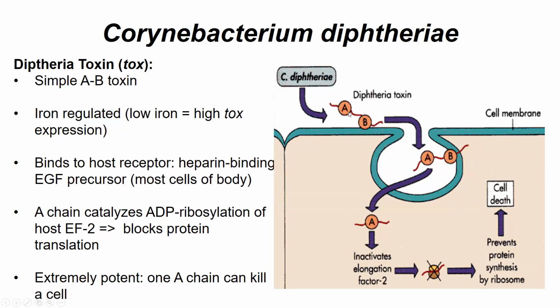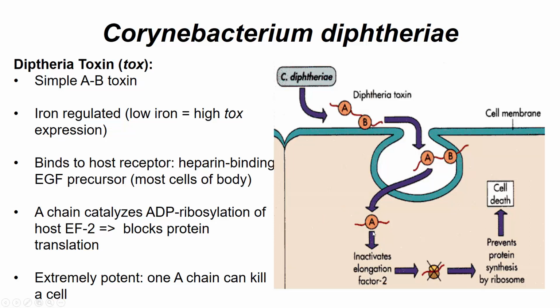The AB toxin is made as a linked polypeptide where the A and the B are connected to each other. It's simple, so there's one A, one B. The B binding to the heparin binding EGF precursor receptor triggers endocytosis. At some point in the endosome, the A component is released from the B component. So this is an example where A actually gets released and is separate. It ends up in the cytoplasm by a process that is not entirely well understood.